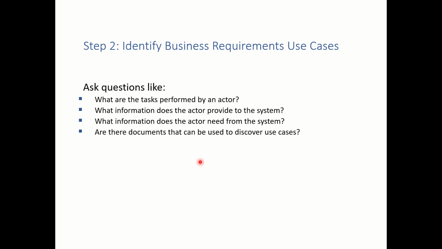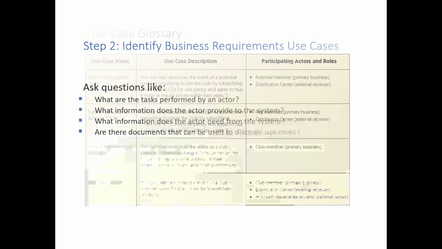What information does the actor provide? Say if I'm asking, then at the receiver end, what should be the information that I should get? What information does the actor need from the system? Are there any documents that can be used to discover new use cases? Can you look at the previous documents to identify it, or talk with some other person, or talk with the client to get more information? Can you talk with the project manager? Can you go to a similar competitor or company to identify what is happening there? So all this comes into the picture.